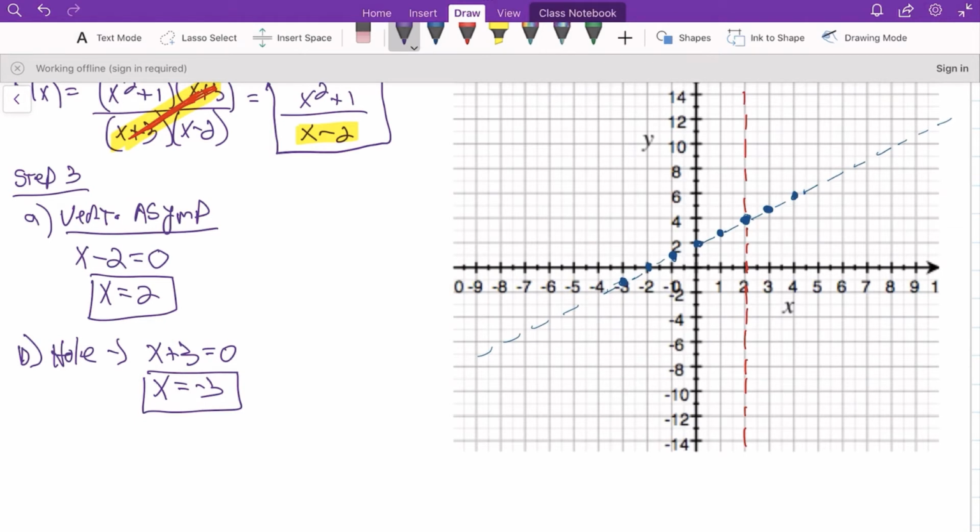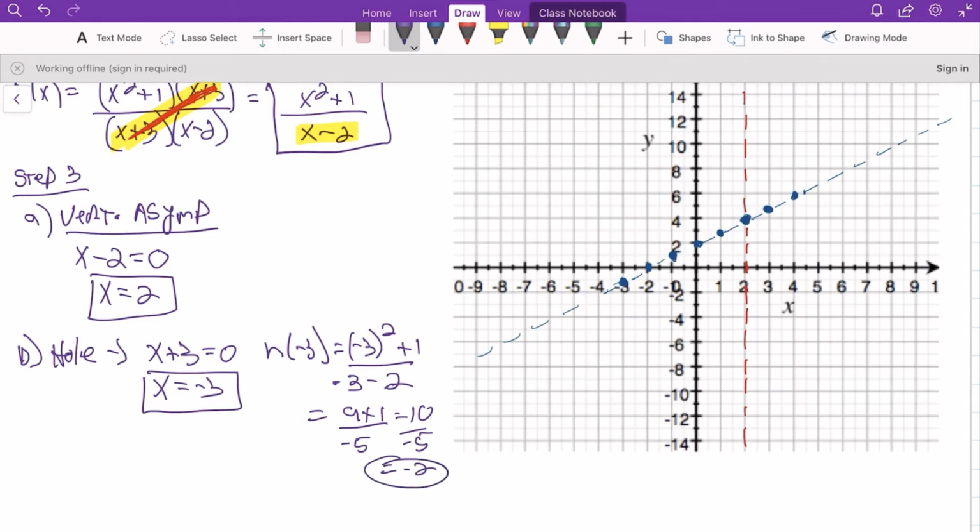So to find the y coordinate, or the h of x coordinate, we're going to do h of -3 equals, and I'm going to substitute that in. So we're going to have -3 squared plus 1 over -3 minus 2. And this is going to give us, so -3 squared is going to give us 9 plus 1 over, and this should be a -3 here. So this is going to be -5. So this is going to give us 10 over -5. We're going to have our hole, this is -2. So the coordinates of the hole would be -3, -2.